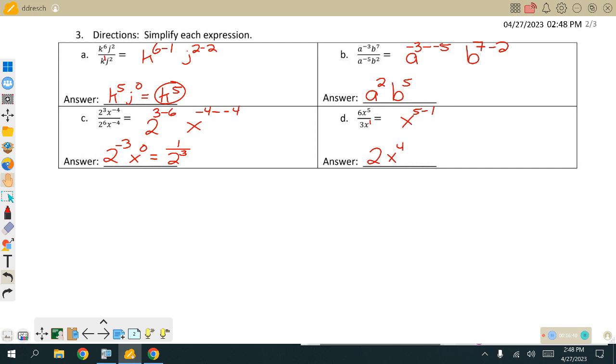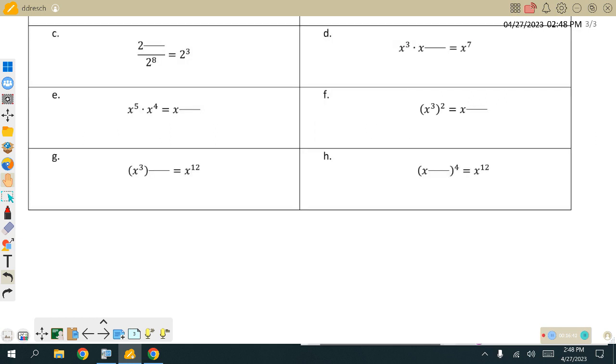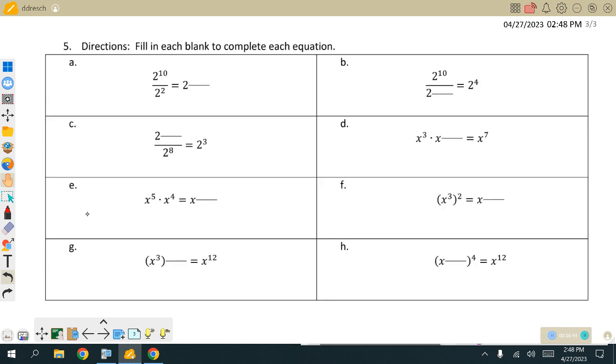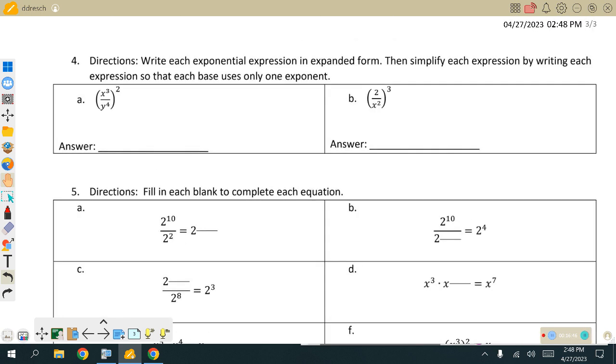Let's flip it and look at the next page. At the tippy top, we've got parentheses now. Parentheses brings us back to what we talked about a couple days ago. We've done 3 operations now: we subtracted exponents, we added exponents, and we multiplied exponents. Parentheses is when we multiplied exponents. All right, let's do that now.